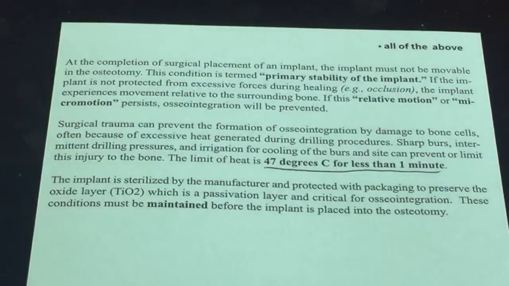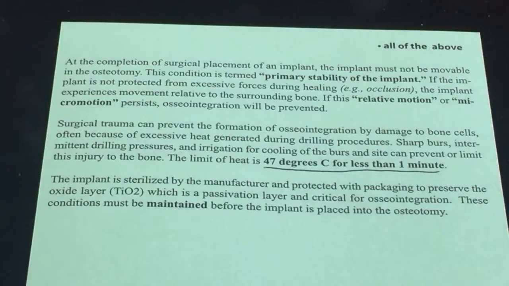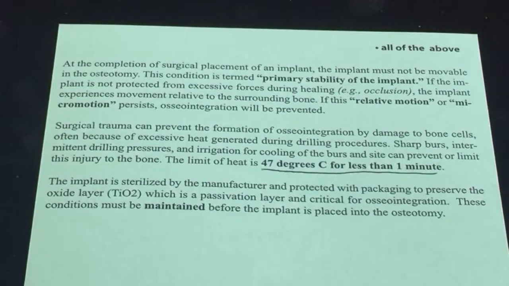The implant is sterilized by the manufacturer and protected with packaging to preserve the oxide layer, which is a passivation layer and critical for osseointegration. These conditions must be maintained before the implant is placed into the osteotomy.